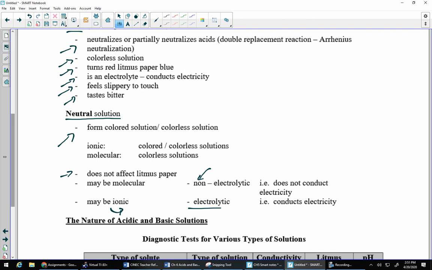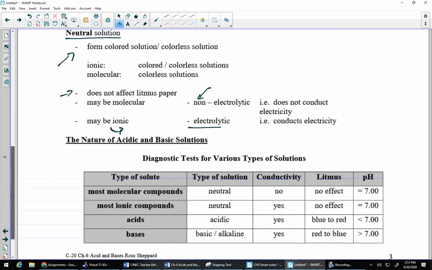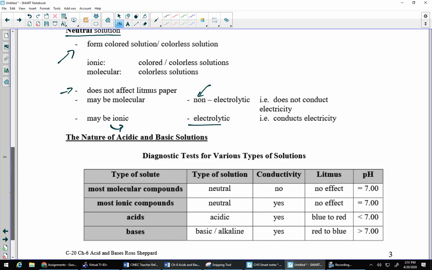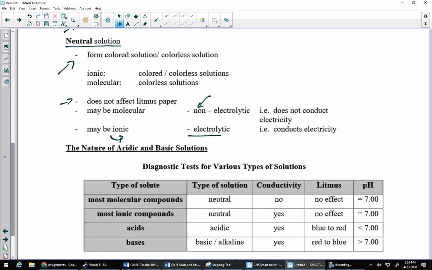Cool, so lots of review here, right? Lots and lots of review. So the last little piece to go through on this page before we flip forward is diagnostic tests that you can do, again differentiating between molecular compounds, ionic compounds, acids, and bases.